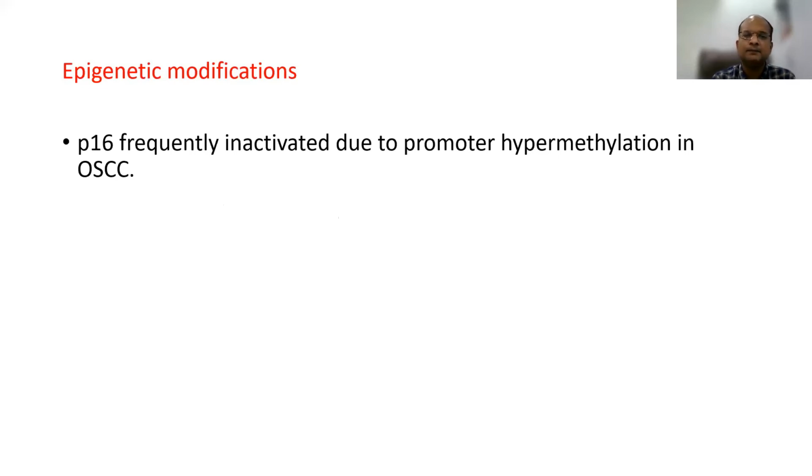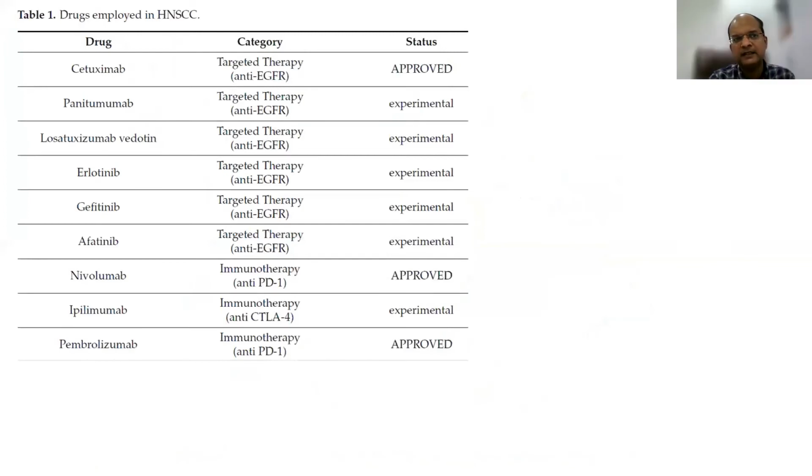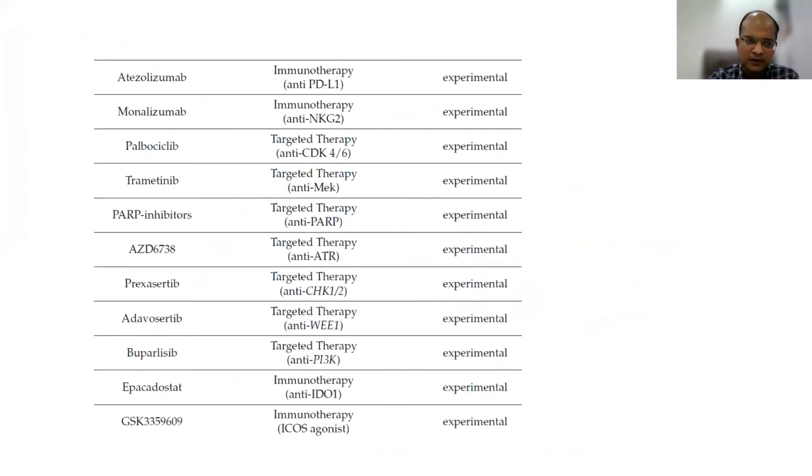like hypermethylation in promoter of P16. This causes inactivation of P16 and is responsible for oral squamous cell carcinoma. These are some of the genes which are being studied or in the clinical practice. Very few are available in the clinical practice, like cetuximab, anti-EGFR, nivolumab, and pembrolizumab, anti-PD-1. Rest of all drugs are under clinical trial and not being used in clinical practice.